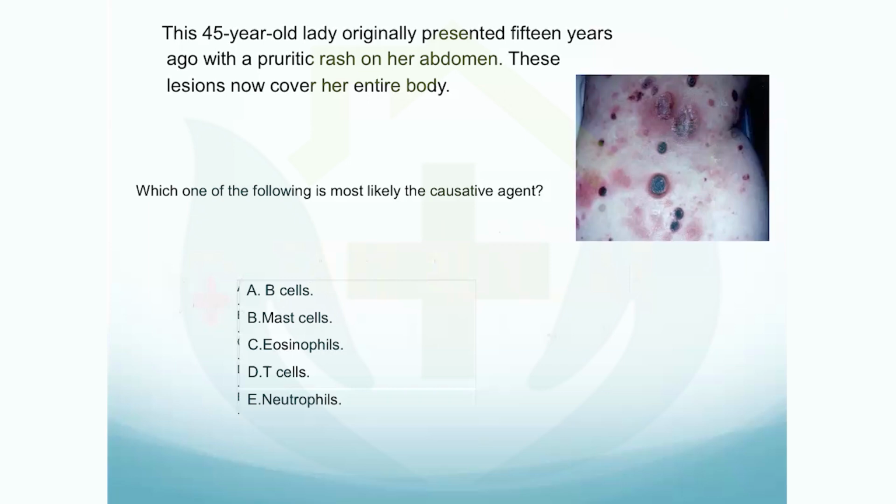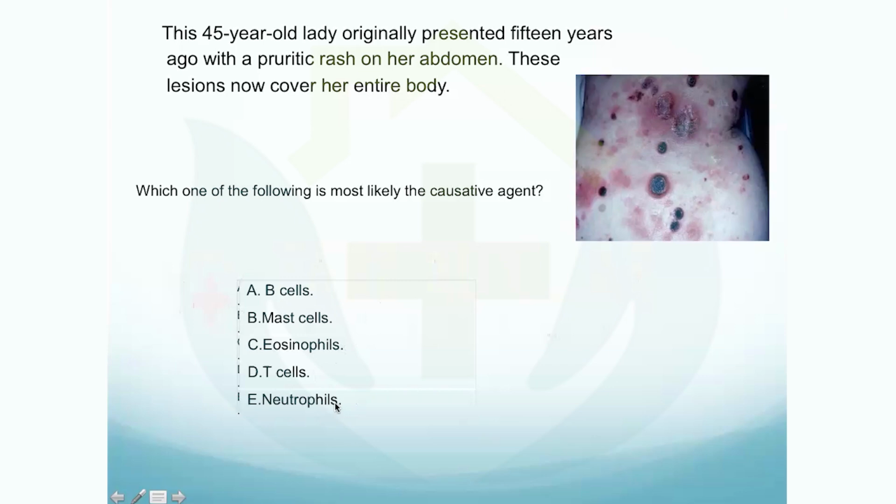Mast cells, usually in mastocytosis, you have areas of erythema or hyperpigmentation, and if you stroke, there is dermographism. That means a red erythematous rash develops. So here you can see this erythema is permanent and necrotic. So mast cell is out. Eosinophils again won't give this kind of reaction. Again, there will be urticarial rashes. T cells, yes, this is the most likely diagnosis.